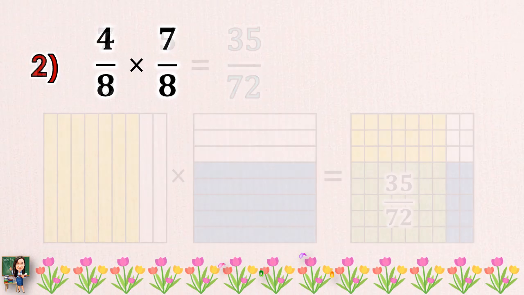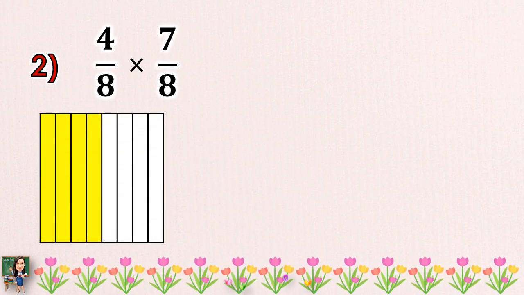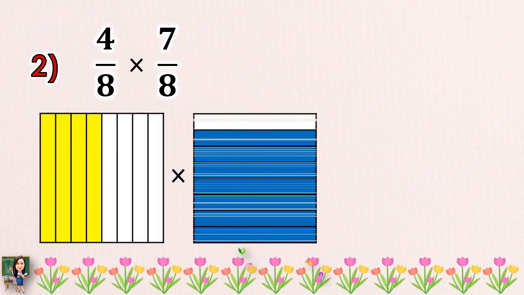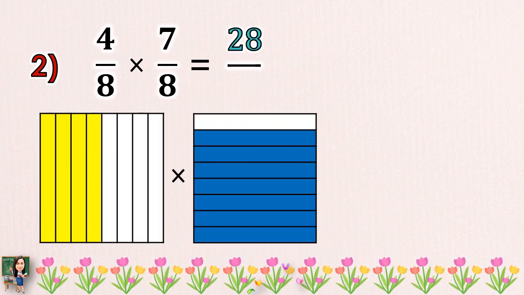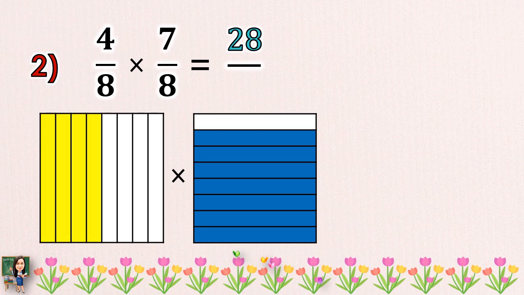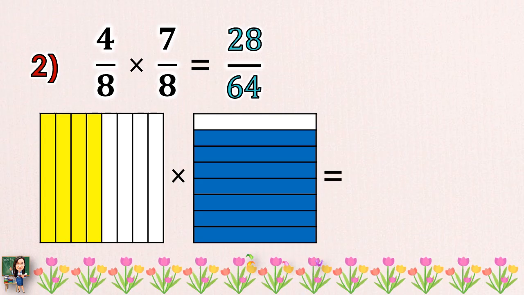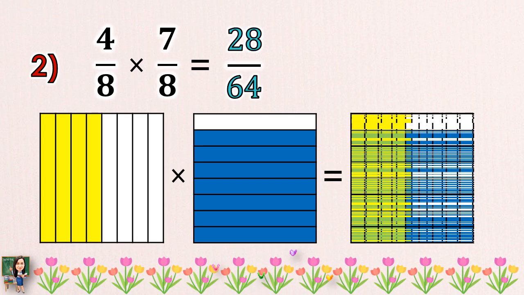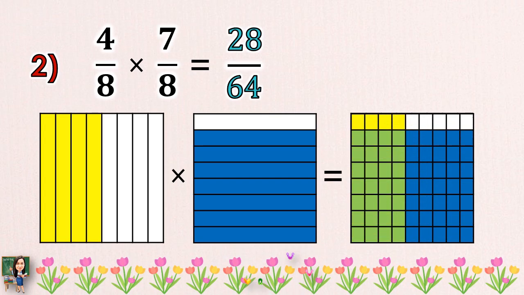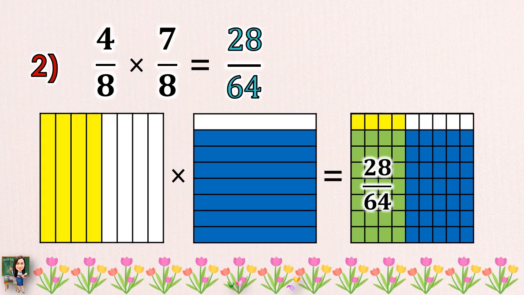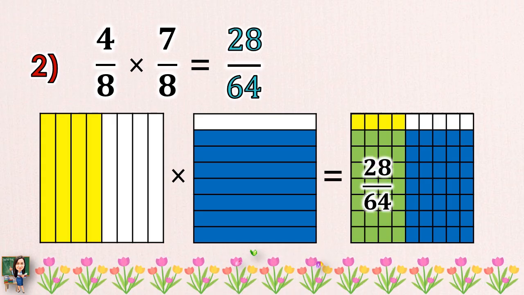Number 2. 4/8 times 7/8. 4 times 7 equals 28. 8 times 8 equals 64. Then combine to illustrate 28 over 64, using 4/8 and 7/8. So the green shaded part is 28 over 64.